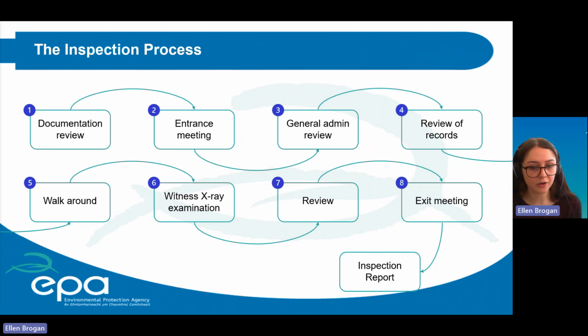Next, you will have the walk around, which will include an inspection of some or all of the locations where the licensed items are used and stored. And then, ideally, the inspector will observe an X-ray examination. We would ask that you work with the inspector to facilitate this. Inspectors are also interested to meet staff on the ground and discuss how operational radiation protection is carried out in practice. And then finally, the inspection will close with an exit meeting, and at this exit meeting, a verbal summary of findings to be included in the inspection report will be given to any of the attendees.